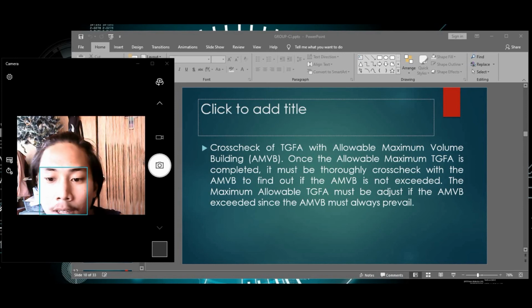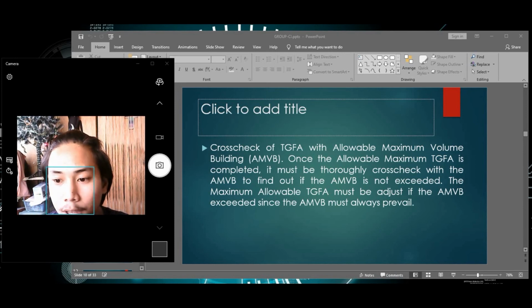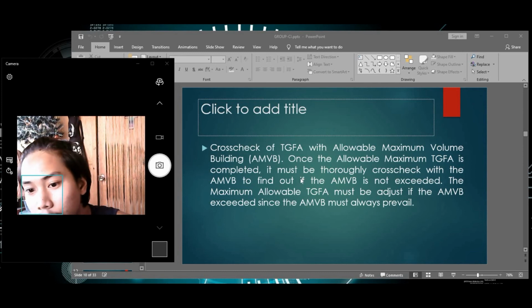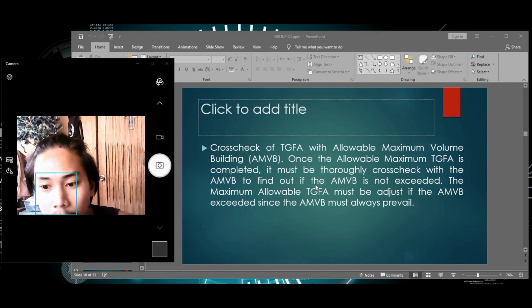Then, cross-check the TGFA with the allowable maximum volume building, or AMVB. Once the allowable maximum TGFA is completed, it must be thoroughly cross-checked with the AMVB to find out if the AMVB is exceeded. The maximum allowable TGFA must be adjusted if the AMVB is exceeded, since the AMVB must always prevail.